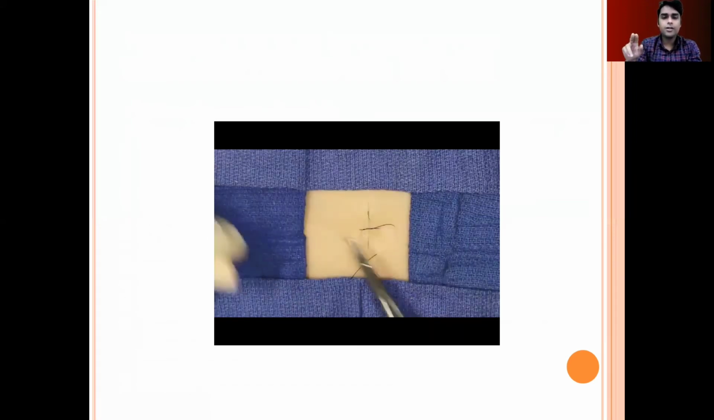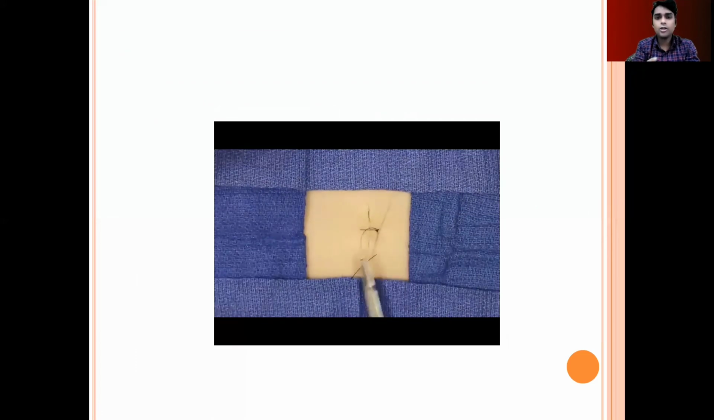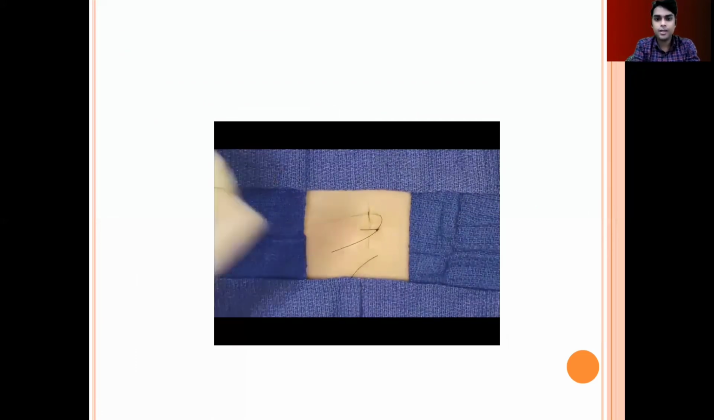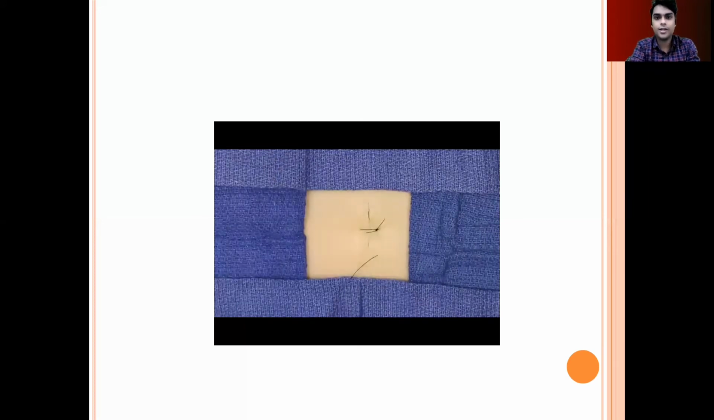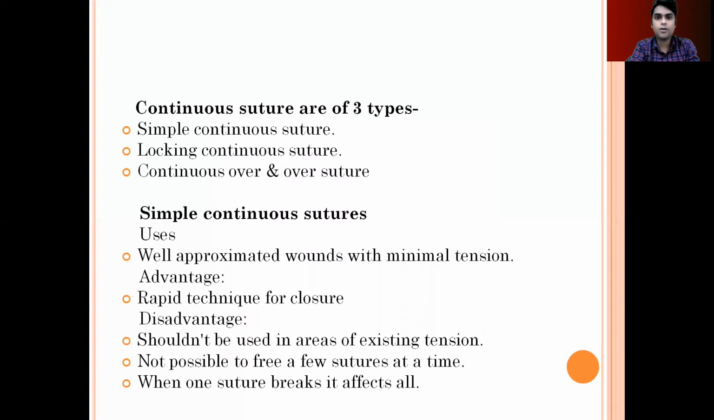After we enter it at 90 degrees, the knot is placed on either side of the incision line, not on the incision line. Then we cut the ends as short as possible to avoid foreign body reaction.